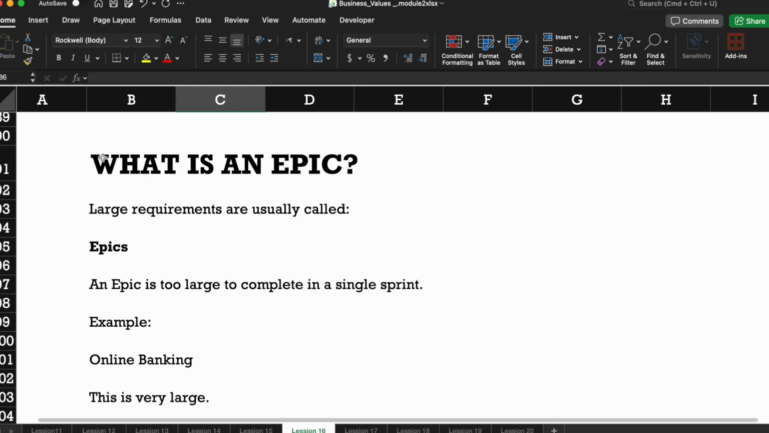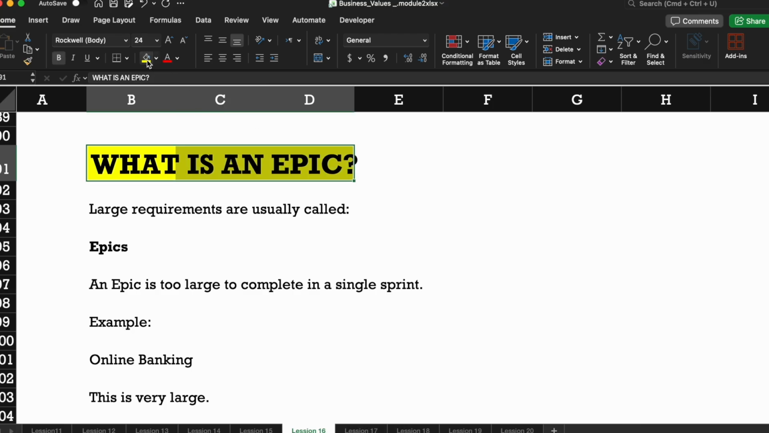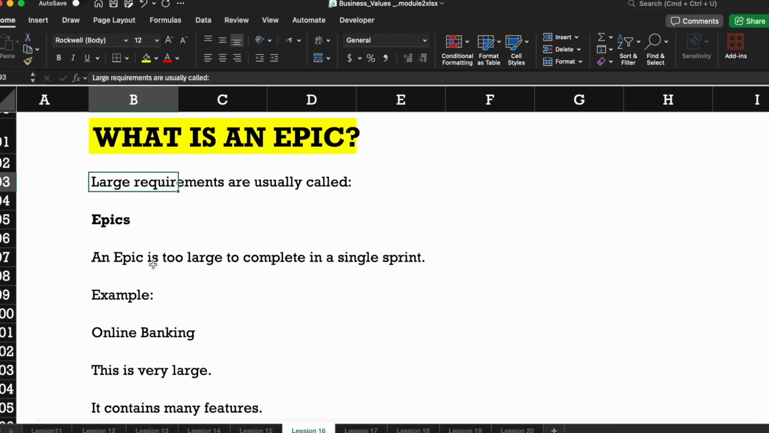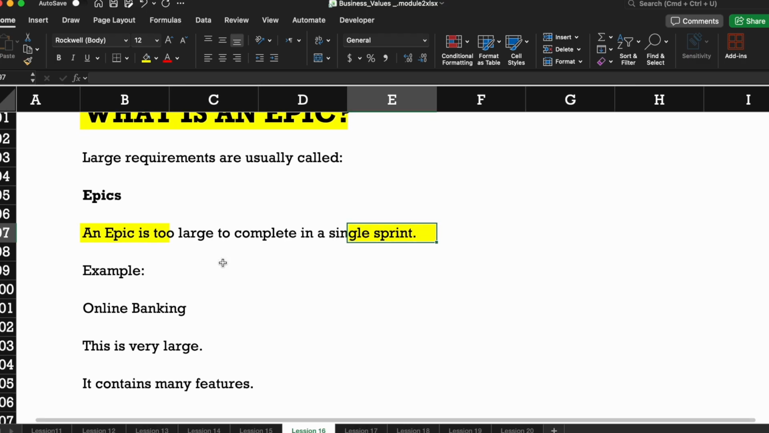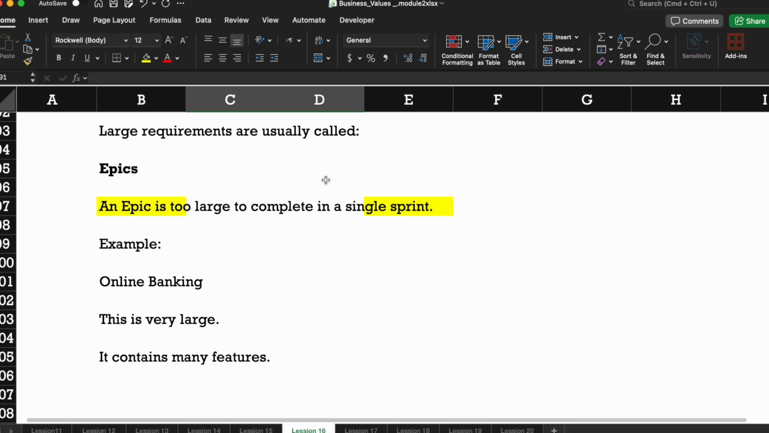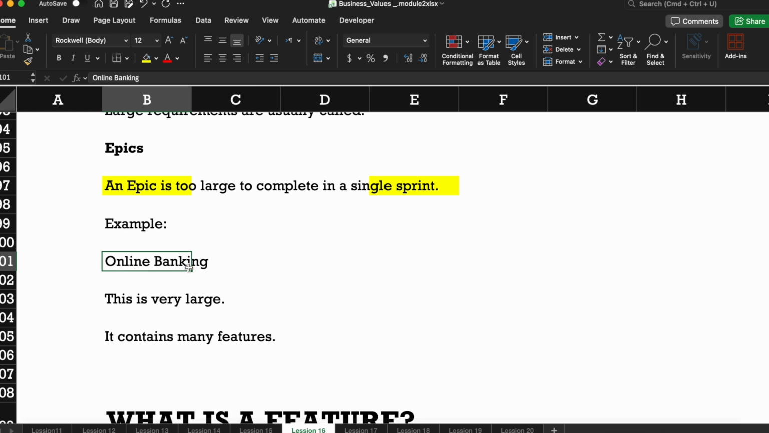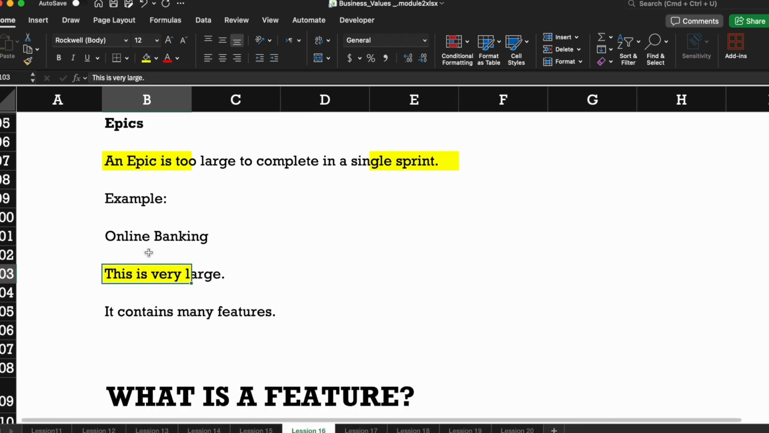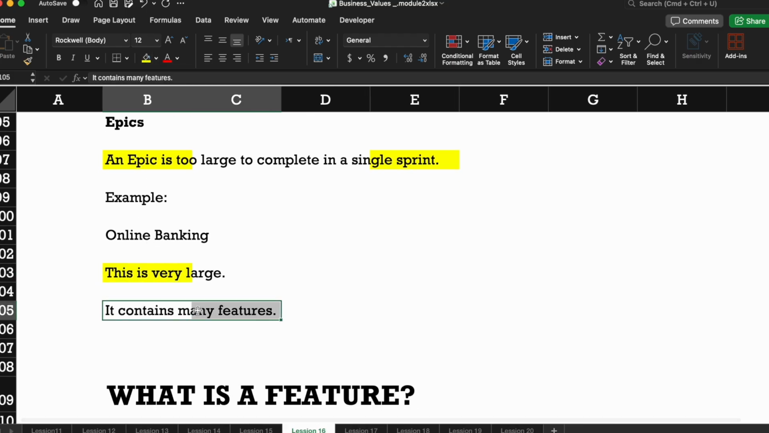Is it clear? So there is one more concept you will be hearing if you are working in an agile environment. What is an epic? Large requirements are usually called epics. An epic is too large to complete in a single sprint. There's a new word, sprint. We'll discuss what a sprint is, but just focus on what we are discussing, epic. Example, online banking. Online banking is a very large component, so it contains many features. Multiple features.